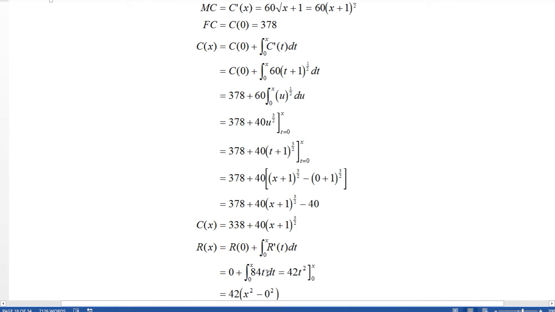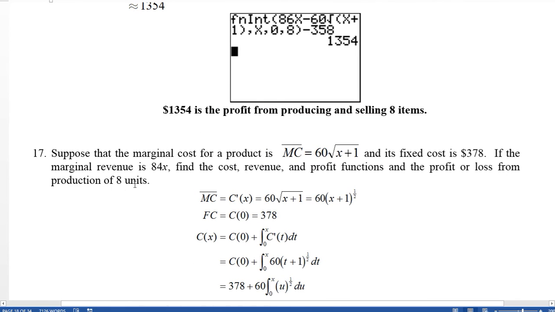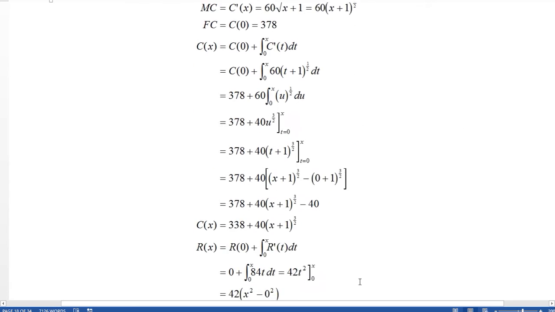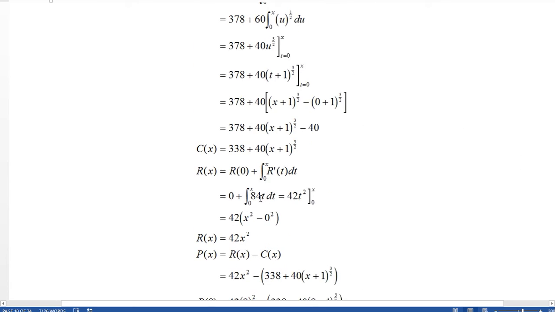R prime of T is given to be 84T, right here. And so this goes up to t squared for the antiderivative divided by 2. 84 divided by 2 is 42. And evaluate that from 0 to x. So that's x here, and then back to the 42 out. Then I get x squared minus 0 squared. So that's just R of x is 42x squared. Of course, put in 0, you get 0, which is what you should have. And of course, this is going to increase from there on.